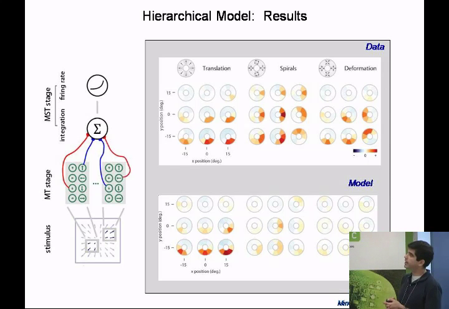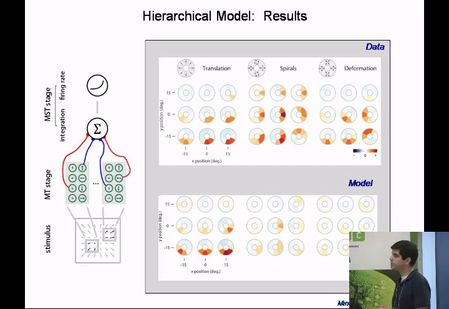So here's the data. And as I said, our goal would be to produce a model that essentially perfectly reproduces this data. And here's the output of the model after all the training and everything we could possibly think of to try. And you see that it reproduces the responses to translation. It is, in fact, tuned for downwards motion over most of the lower part of the visual field. But that's about it. It doesn't reproduce really the strength or the pattern of responses to spirals very well. It's hopeless with this deformation stimulus.